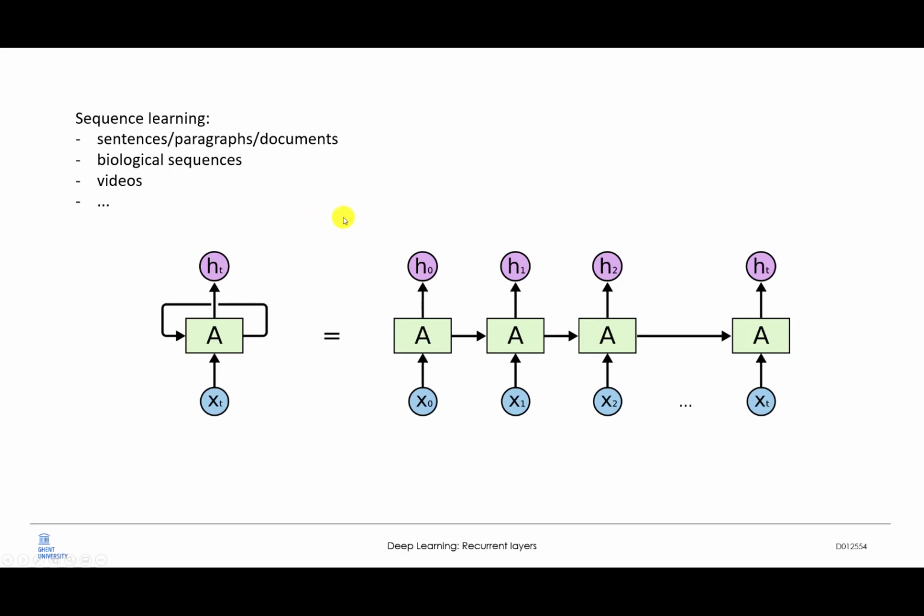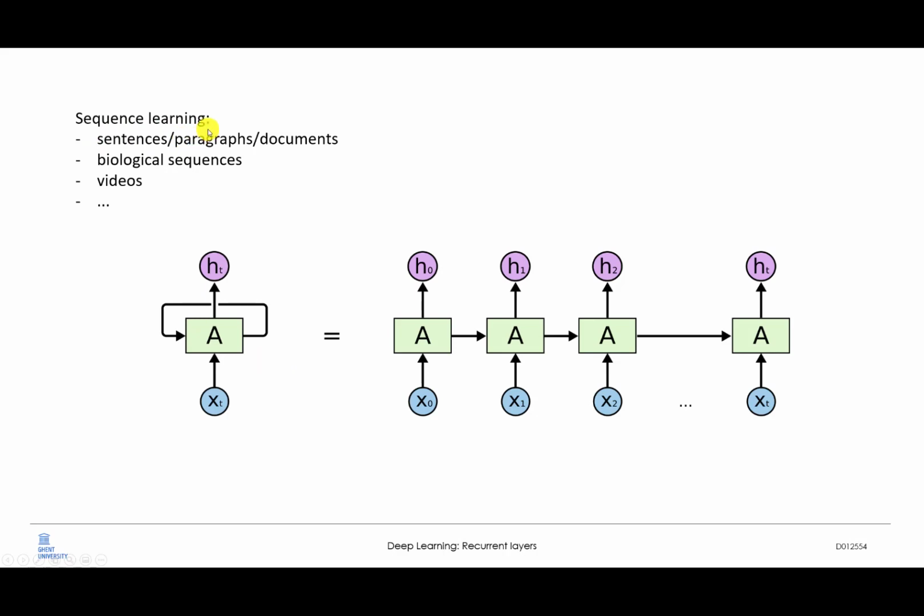Sequential data is typically hard to represent by feature vectors. Feature vectors are fixed length, and in this case we have sequences that can be variable in length. And so this deep neural network architecture is designed to deal efficiently with these sequence datasets.